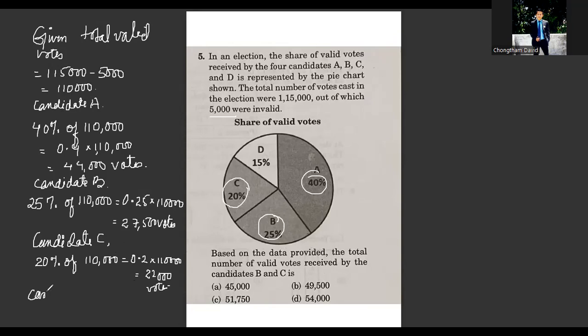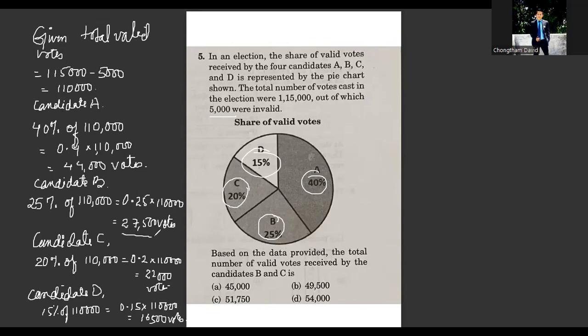And for candidate C, we have 22,000. For candidate D, the given percentage is only 15 percent of 1 lakh 10,000. The answer would be 0.15 times 1 lakh 10,000, which equals 16,500 votes.